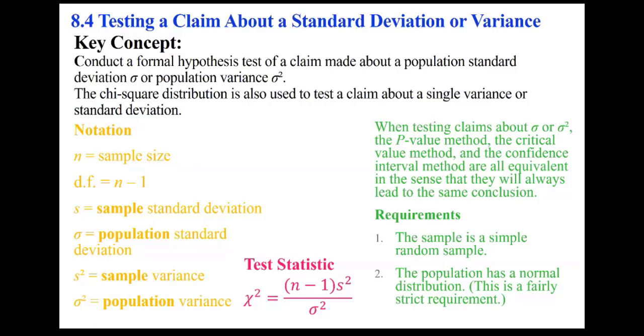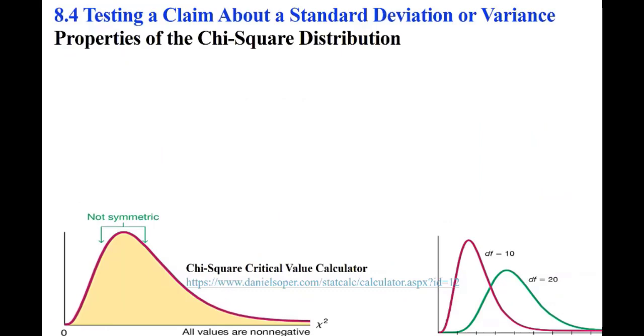The requirement: the sample is a simple random sample. The population has a normal distribution. The chi-square distribution is not symmetric. It is skewed to the right. It starts from 0 and it goes indefinitely on the right side.